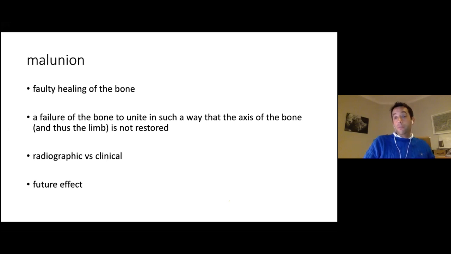Malunion, which is probably a more common type of deformity that we will see in orthopedics, especially for those of us in a trauma practice and in an adult practice, relates to faulty healing of the bone and failure of the bone to unite in such a way that the original normal axis of the bone and therefore the limb is not restored. And of course, the impact of that may only be radiographic, or there may be a clinical and functional component, or the potential for a future problem. So a varus malaligned tibia that doesn't cause any symptoms or functional limitation now may lead to premature joint disease in the future. And so there's a consideration there to be had.